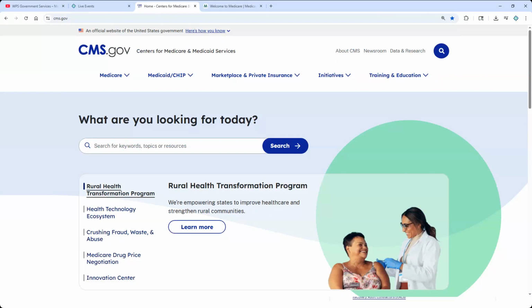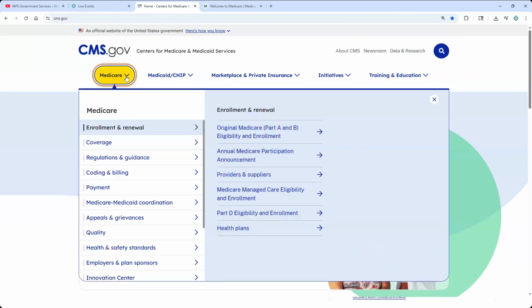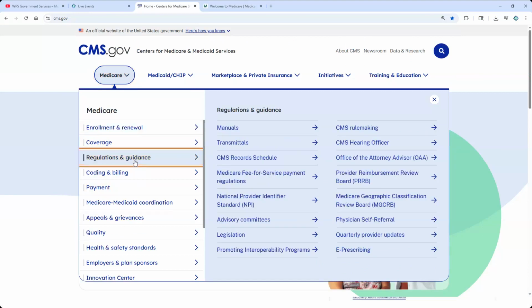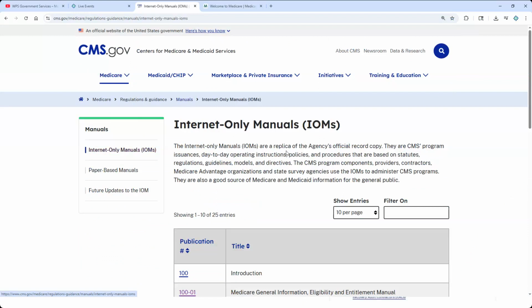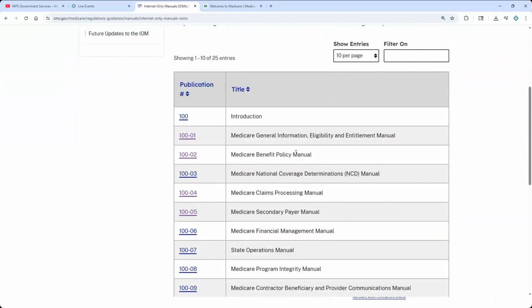As we talk about the operating instructions, first thing I want you to understand is they're called Internet Only Manuals, or IOMs. Under Medicare, they're under regulations and guidance. Then there'll be manuals, which is in the middle column of the body, and then you'll see the word manuals. On the left side, you're going to go to Internet Only Manuals.